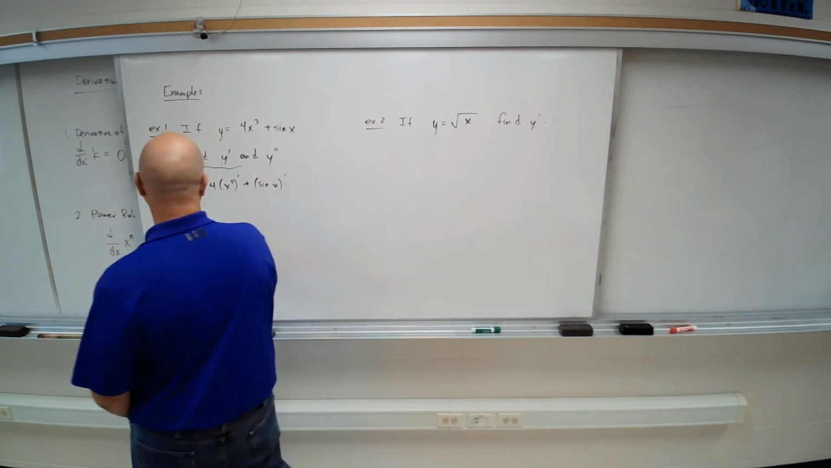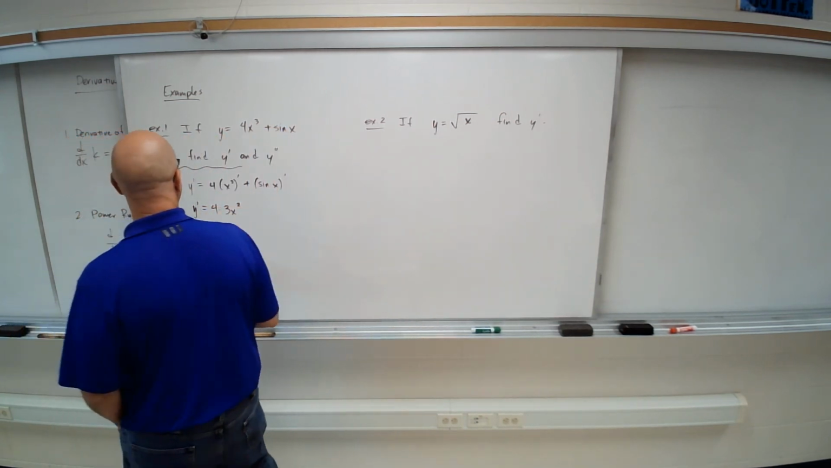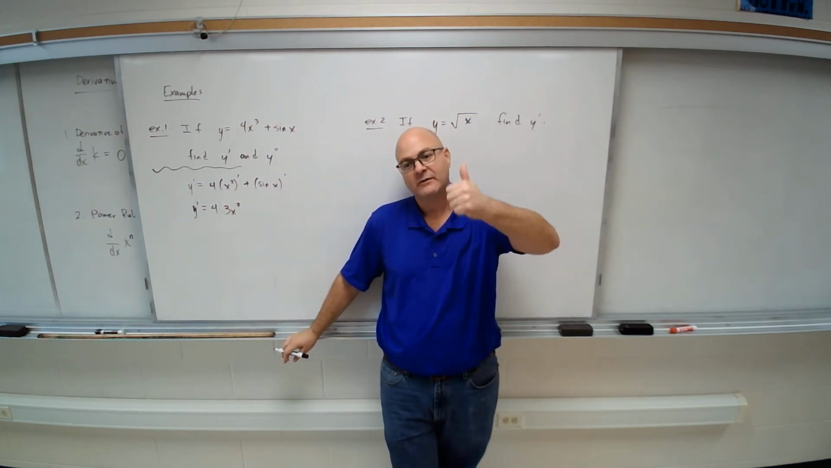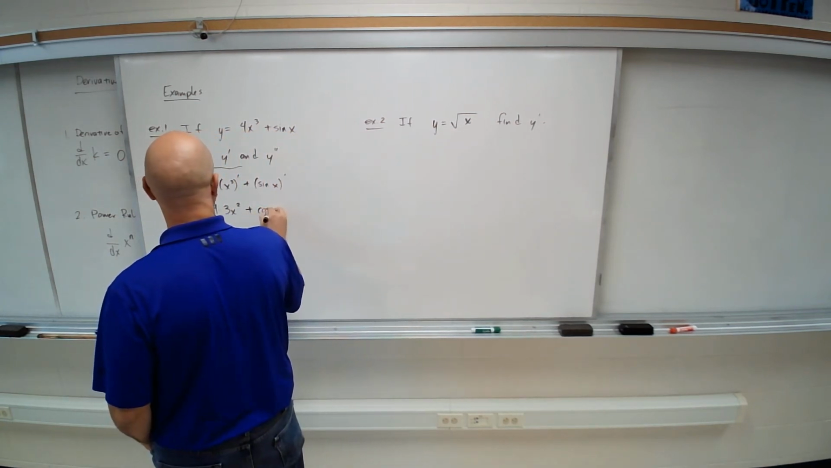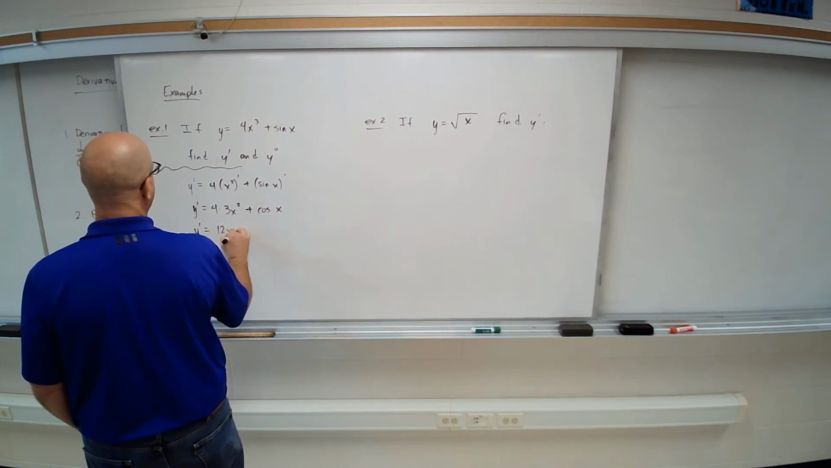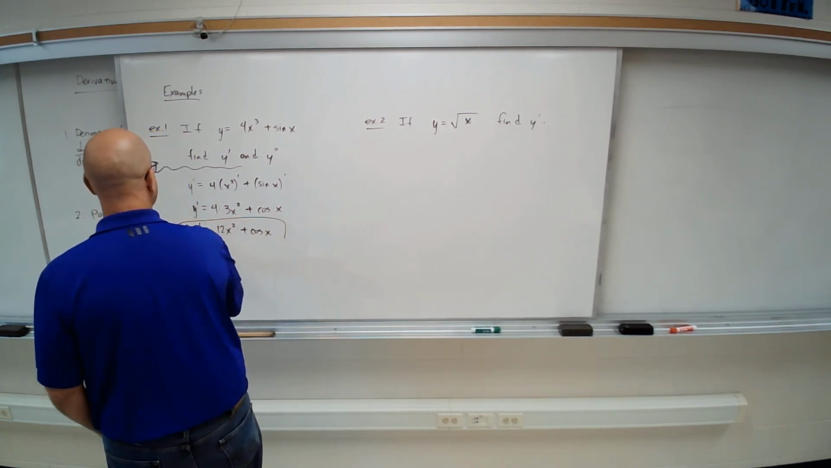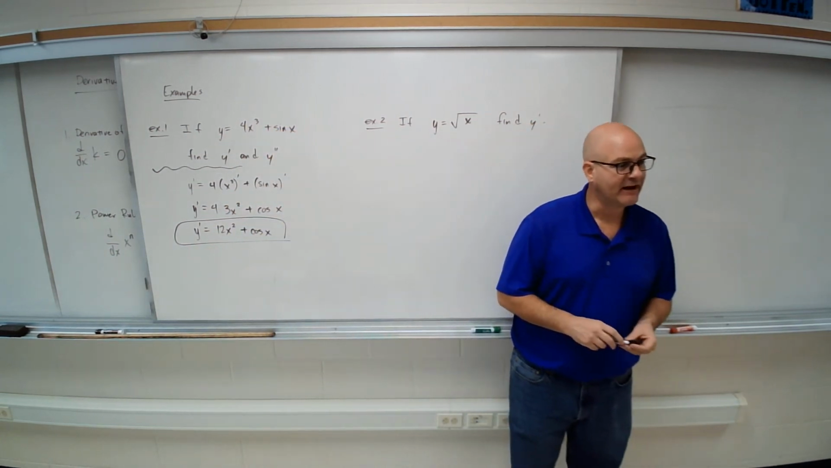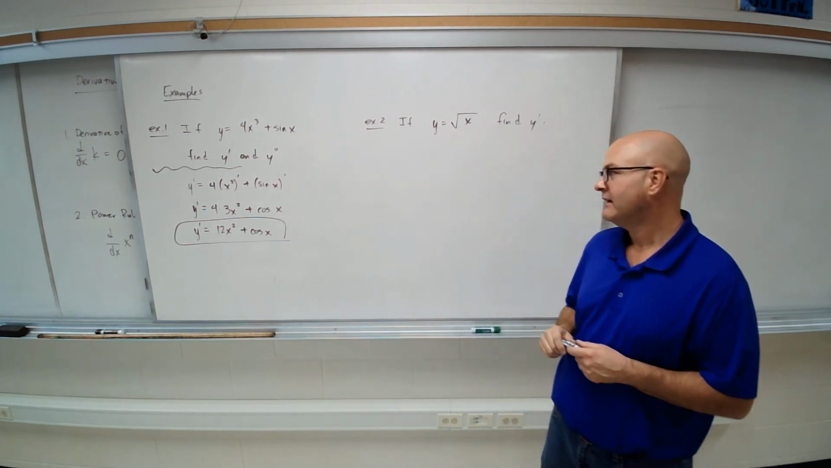So then, y prime is 4 times 3x squared. That was the power rule, right? You take the old power, pop it out front, reduce the power by 1, and then plus the cosine of x. So then y prime is 12x squared plus the cosine of x. That's the derivative function. There's nothing else that we can do to simplify or anything like that.